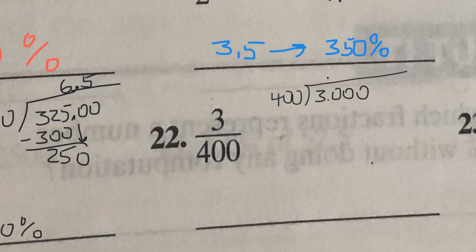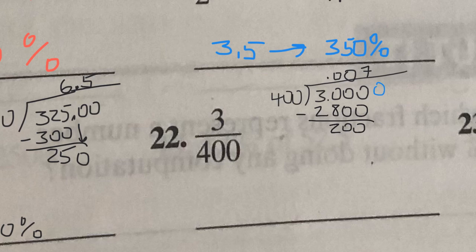Now, the truth is that 400 does not go into 30, so we're going to put a 0 here. 400 does not go into 300 either, so we're going to put a 0 in that placeholder. 400 does go into 3000 though, 7 times, so we're going to put a 7 there, and that's going to be 2800. Subtracting 2800 from 3000, that's 200.